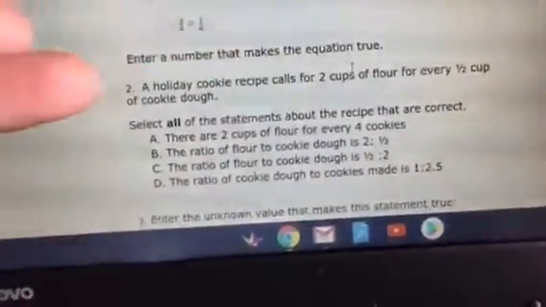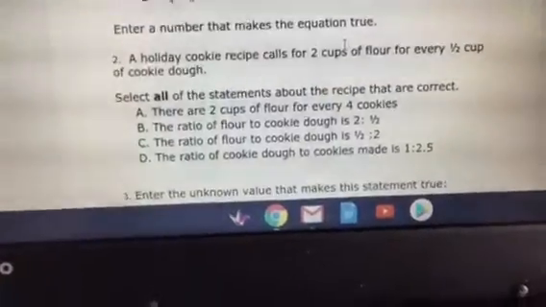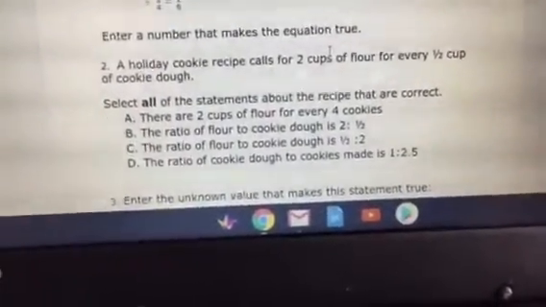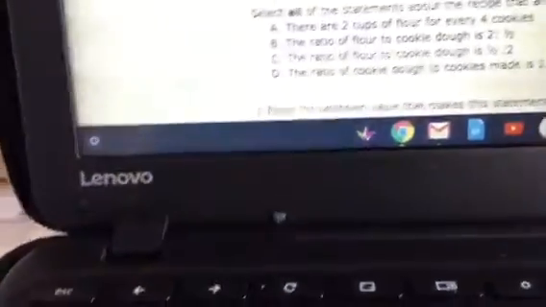Number 2 is kind of weird. I just wrote this out again. All right, I don't know how many cookies this recipe makes. It doesn't tell me. Most recipes make a dozen cookies, but I don't know if that's true or not. So I just got B as being correct. The ratio of flour to cookie dough is 2 to 1/2.